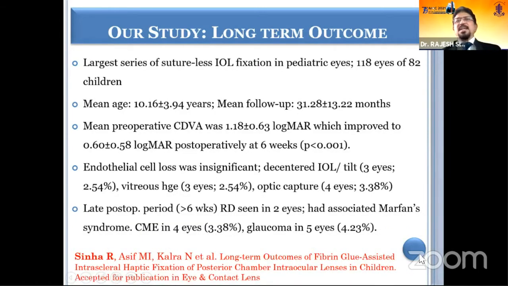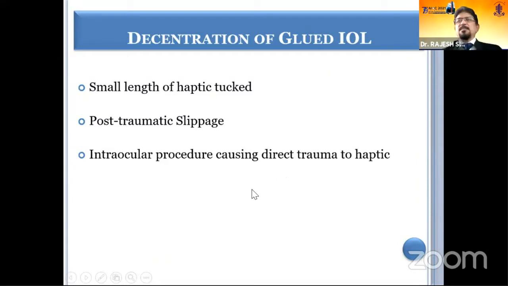We did a long-term study on pediatric SFIOL. It was a large series, 118 eyes of 82 children. The mean age was 10 years. A mean follow-up was 31 months. And we found out that the visual acuity improved significantly. There was hardly any complication in these cases. Just 3 eyes having a little bit of vitreous hemorrhage, 3 eyes had slight tilt, etc. So this article has been accepted in the Eye and Contact Lens Journal for publication. And we found out that the long-term outcome is quite good.